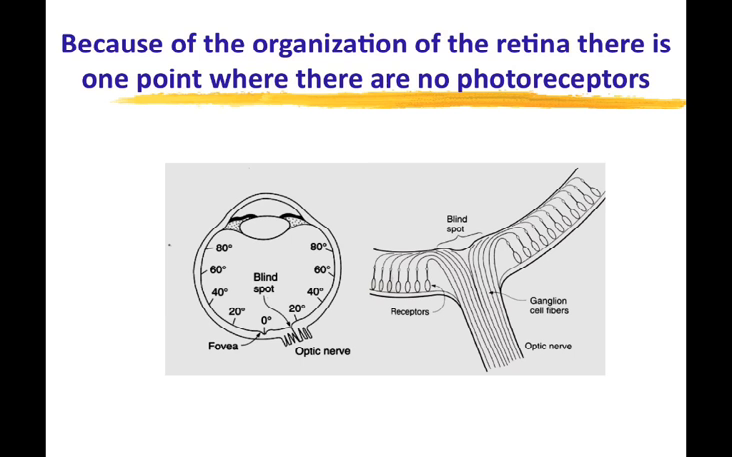So basically, the photoreceptors are in the back. They send information to the ganglion cells, and the ganglion cells send axons. These axons go to the brain through a big fiber bundle called the optic nerve. And that means that there's a point in the retina where there are no photoreceptors, because you need to leave space for this fiber bundle to go out.